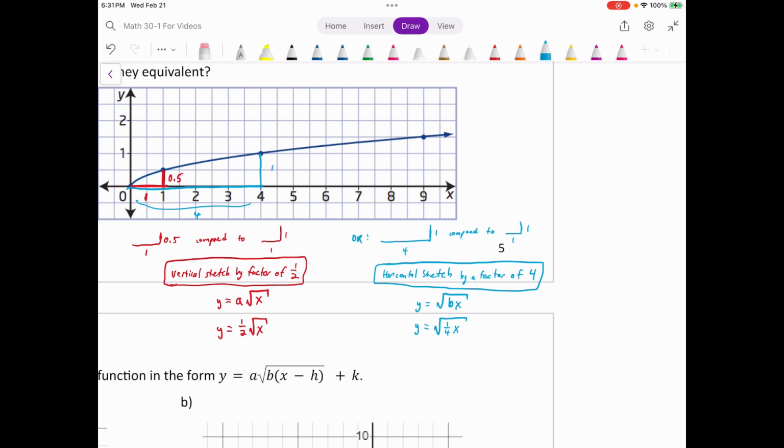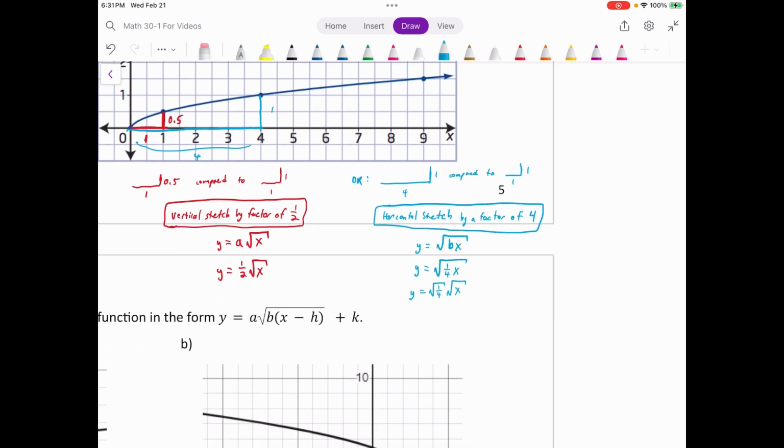So look at this. My two equations, I've got y equals 1/2 times the square root of x versus the square root of 1/4 x. But hang on a sec, what's the square root of 1/4? To really emphasize this, I could split this up just to make it a little more obvious. This is the same as root 1/4 times root x. Root 1 is 1, root 4 is 2. So, oh my goodness, this is just 1/2 root x. Look at that. It's actually the same radical function. So we can think of it as a vertical stretch by a factor of 1/2. We can think of it as a horizontal stretch by a factor of 4.